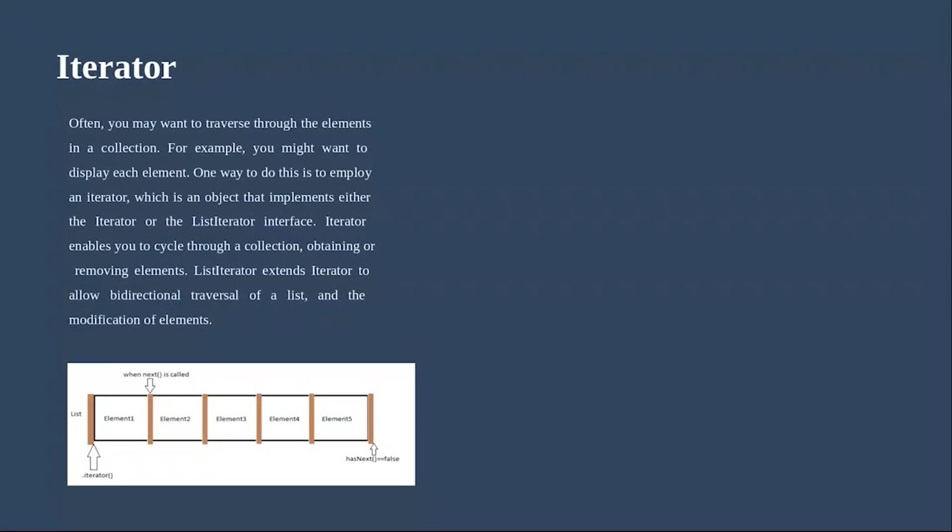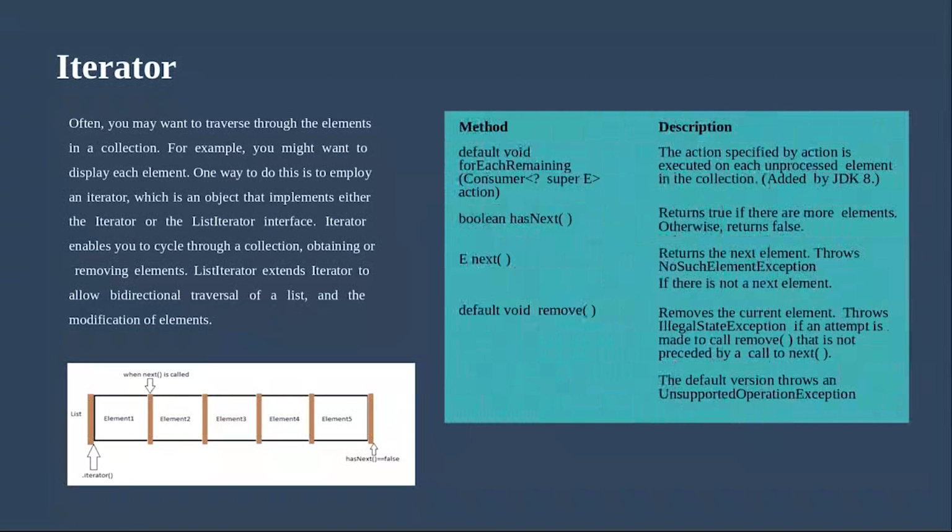But if it is a list iterator, we can move in the forward as well as in the backward direction. Now, we'll speak about some of the methods present in the iterator. Default void forEachRemaining(Consumer<? super E> action). This again is an addition by JDK 8. The action specified is executed on each unprocessed element in the collection. So, if any unprocessed element is present in the collection, that is what the method executes on.